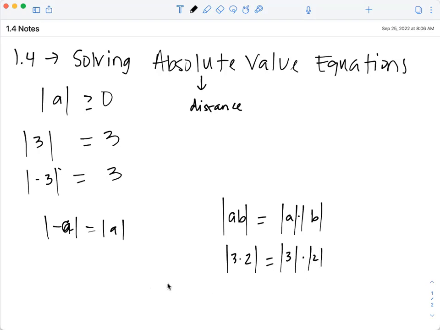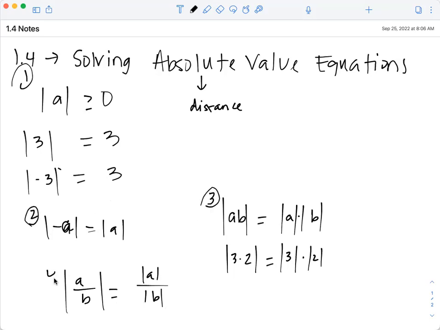The last property is a division property. If we have the absolute value of A over B, that's equal to the absolute value of A over the absolute value of B. Okay, so those are our properties. This is the first one, this is the second one, this is the third one, and this is the fourth one.